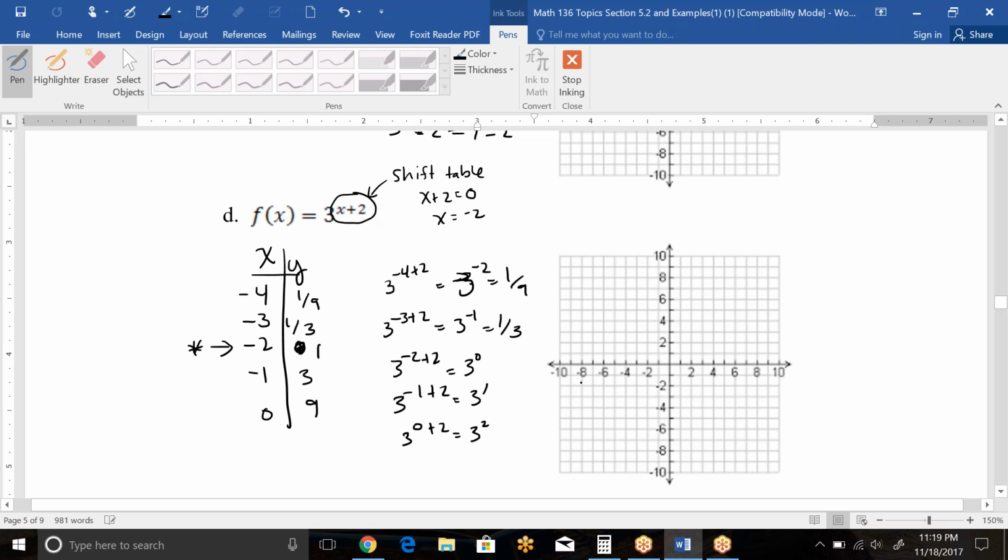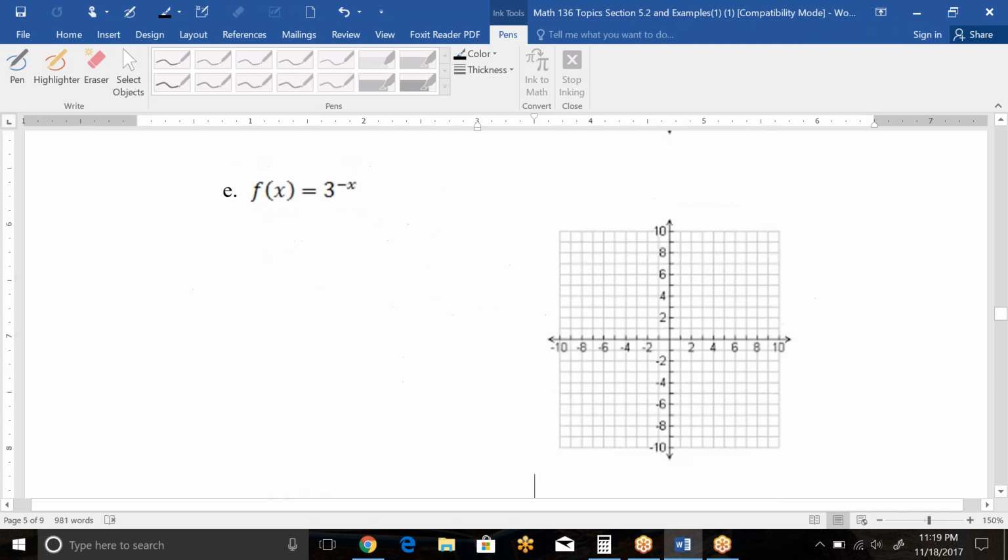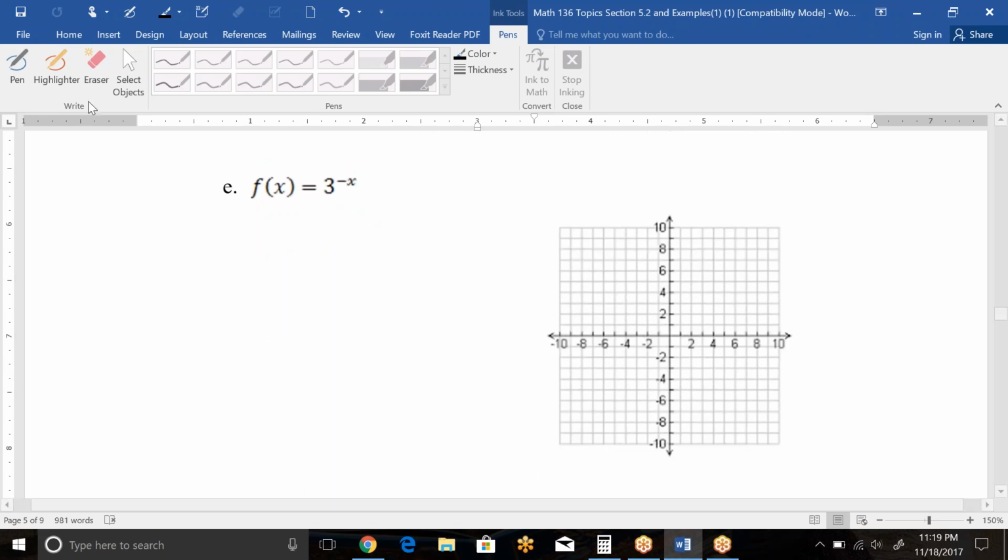So if we plot this, this is -4, 1/9, -3, 1/3, -2 at 1, -1 is at 3, and 0 at 9. So it has shifted my graph 2 to the left. And then this is still a horizontal asymptote of y equals 0. Now, the only time the asymptote changes, remember, is with a vertical shift in these kind for the exponentials.